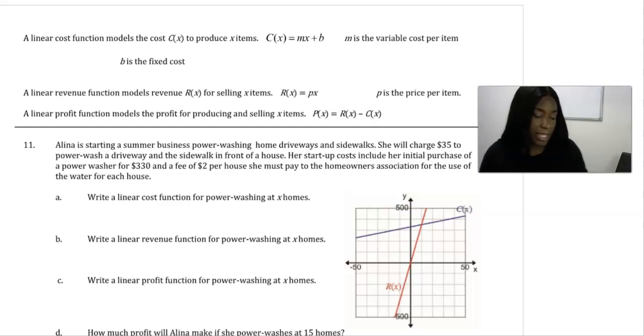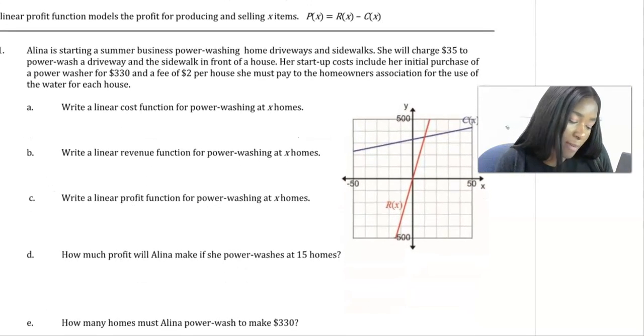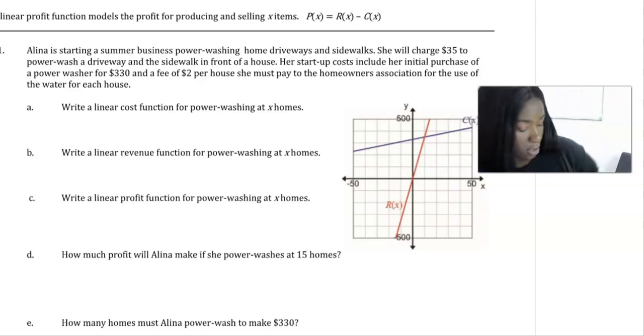So let's look at this example here. Example 11, we have Alina. It's a pretty name. Alina is starting a power washing business. She's charging $35 to power wash driveways and sidewalks in front of the home. Her startup costs include the initial purchase of a power washer for $330 American dollars. And she has to pay a $2 fee to the HOA, Homeowners Association, for the use of water for each house.